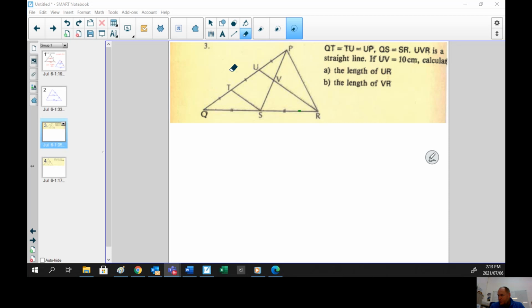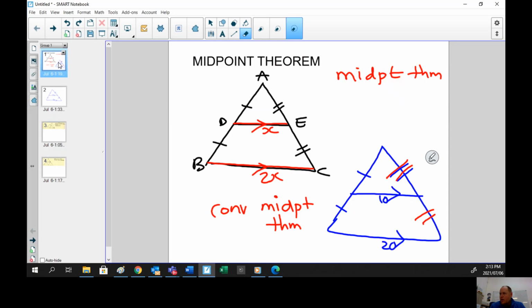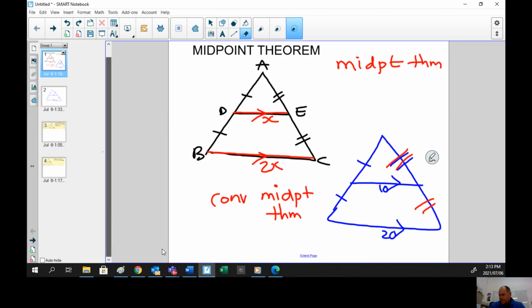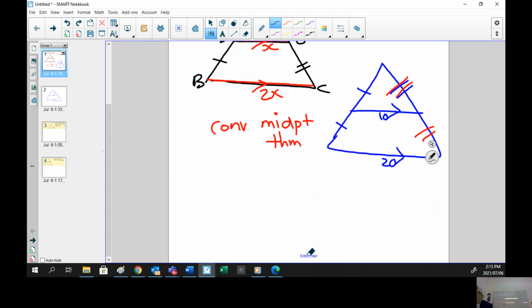Before we do this question here, I just want to add one thing onto our recap. One more quick thing. If you've got, you see there's 4 pieces of information. We've got that one, this one here being half of that one, and this one being parallel to that one. 4 things, right? If they give you any 2, you automatically know the other 2. That's how midpoint theorem works.